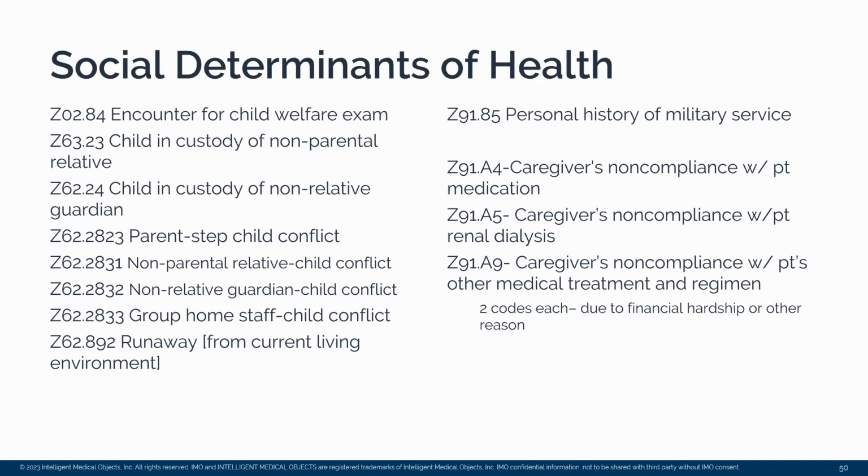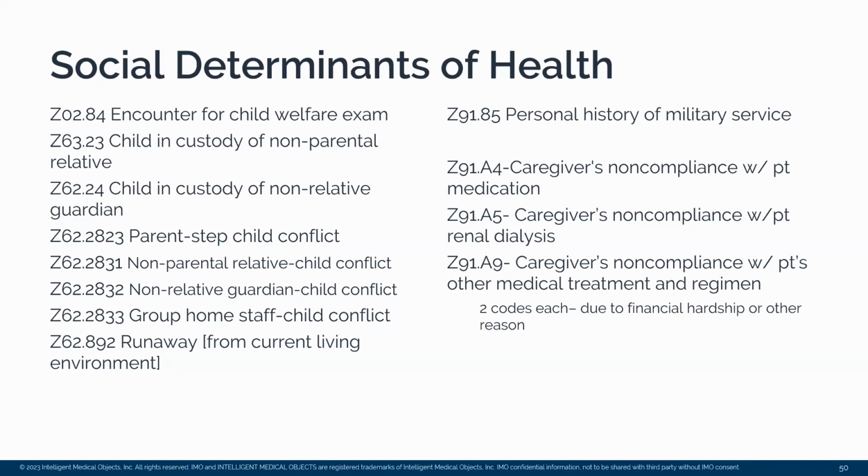The Gravity Project, in conjunction with Veterans Administration, requested a new code to identify a history of military service as the risks of deployment and service are distinct. The new code Z91.85, Personal History of Military Service, can be used with the existing code Z91.82, Personal History of Military Deployment. There are also several new Z codes in Z91, Caregiver Noncompliance, which identify if the caregiver is noncompliant with the patient's medication, renal dialysis, or other medical treatments. Each subcategory provides a unique code for due to financial hardships or due to other reasons.